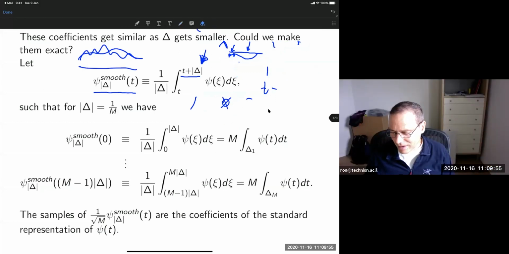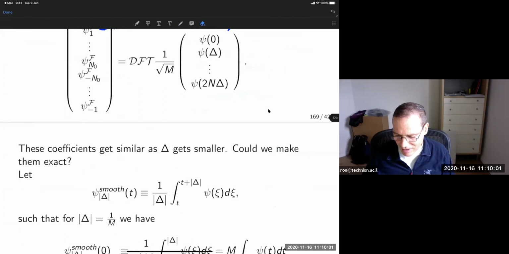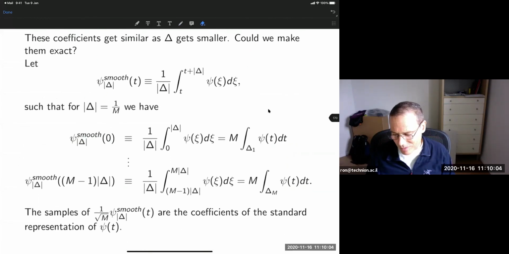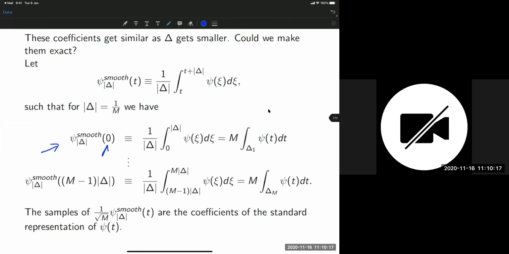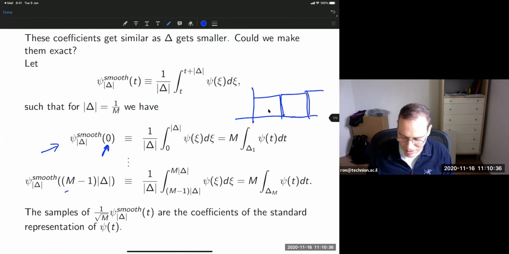Okay, so now we are at a position where we can actually do interesting things. And these interesting things are actually asking the question of what is the relation between the averaging and the standard basis. So if we are looking at the average, at this smooth signal, and we just look at the first point of the signal, it would be just integrating over the first interval. The next goes for the second interval, and the next goes for the second. And then the m minus one would be the last part of integrating over my signal.